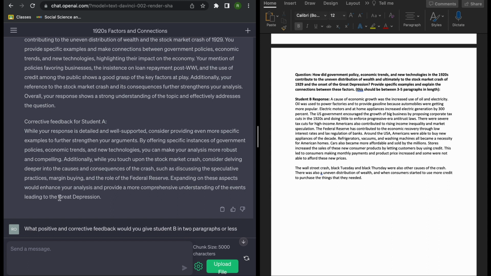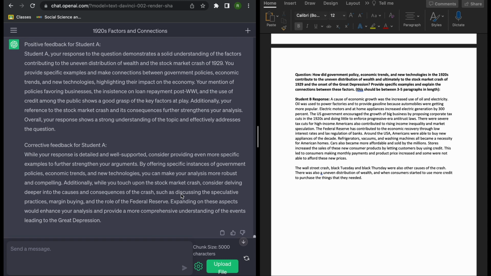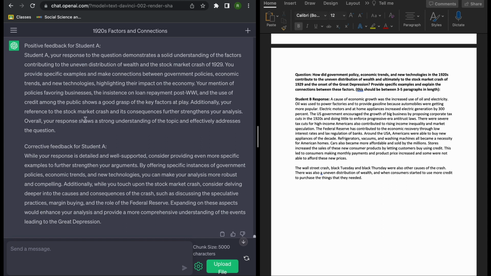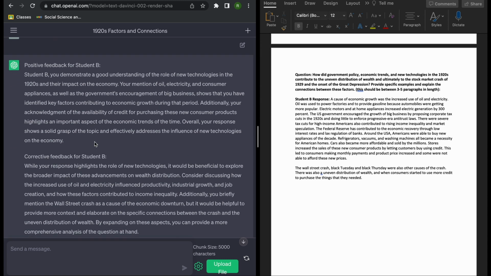And then expanding on these aspects would enhance your analysis, provide more comprehensive understanding of the events leading to the Great Depression. So again, both of these are pretty accurate. Minor tweaks is what I would do, and then I would probably reformat it away from corrective feedback, positive feedback, or I might just leave it and obviously change the name. So let's look at B.